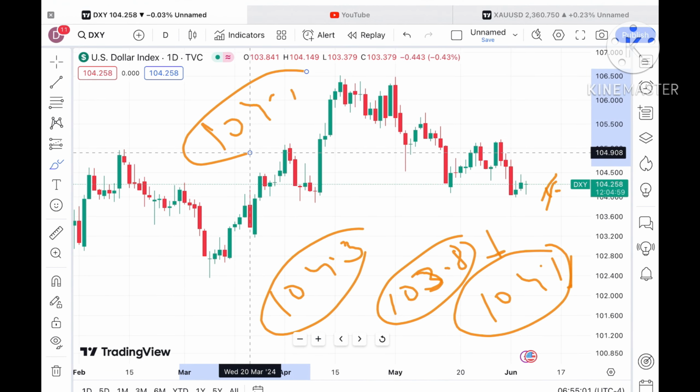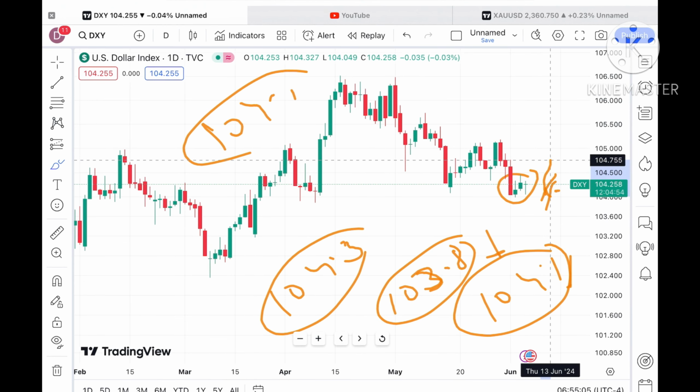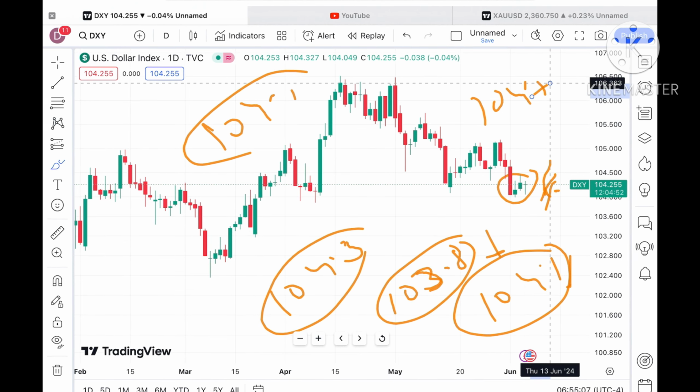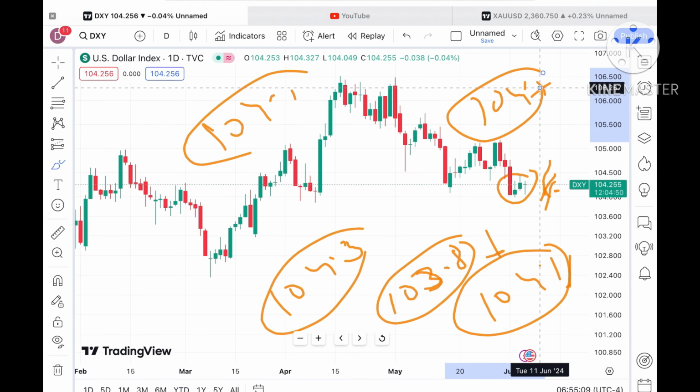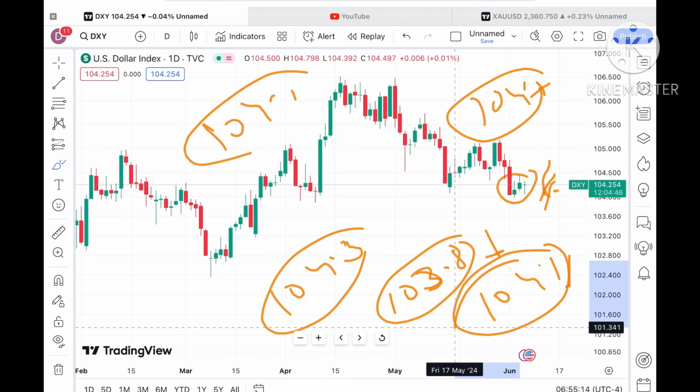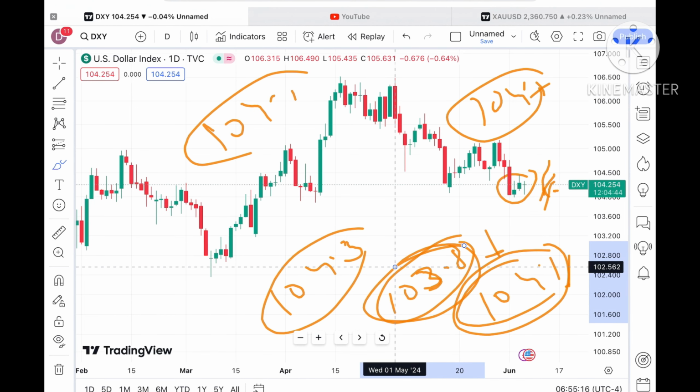Looking at this particular chart, the price started sustaining above this level, so the probability is higher it will cross a level of 104.7, and from there we can see further upside movement. But if it starts going below a level of 104.1, we can see a further low towards 103.8, and then further low.